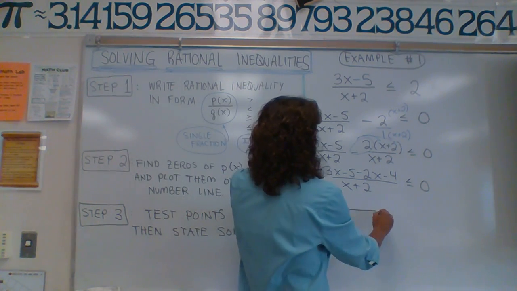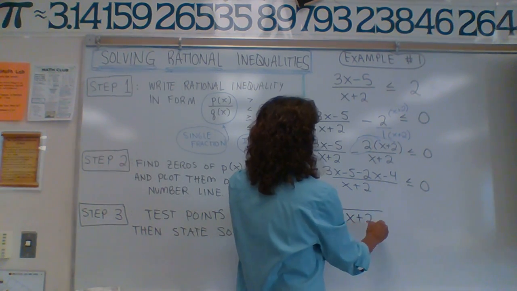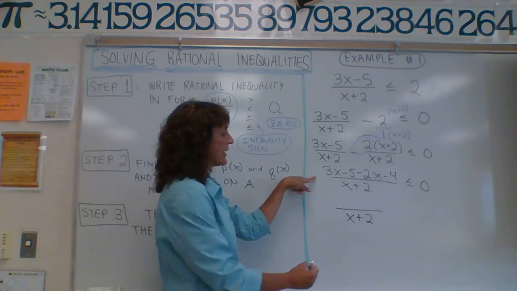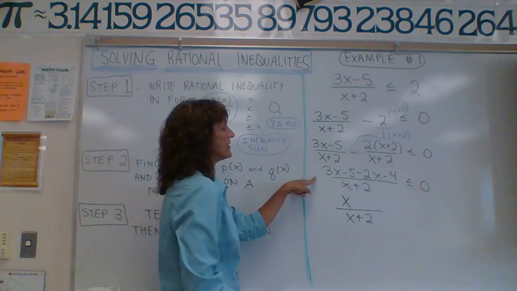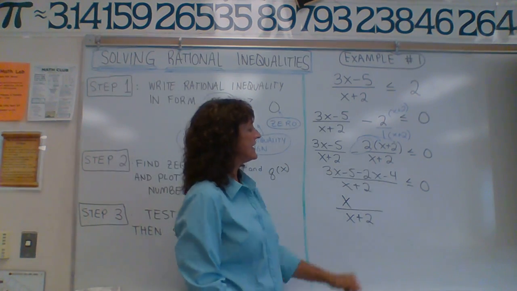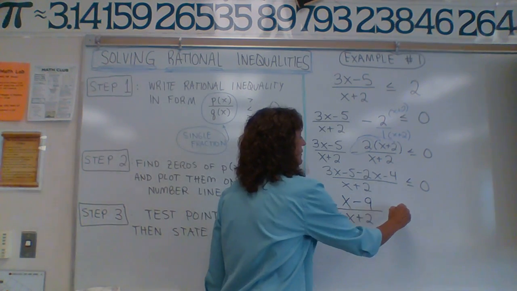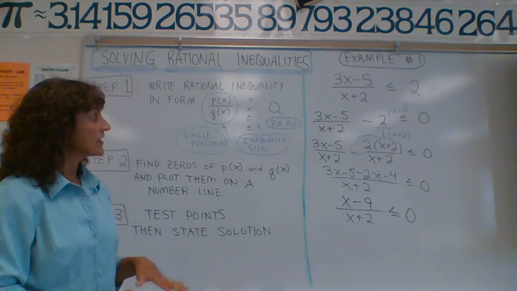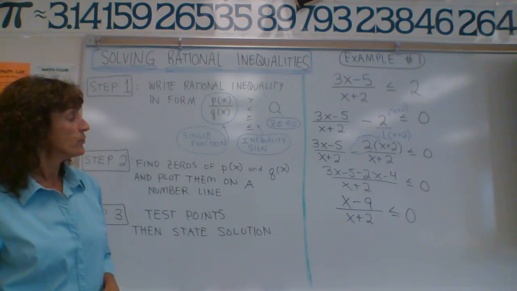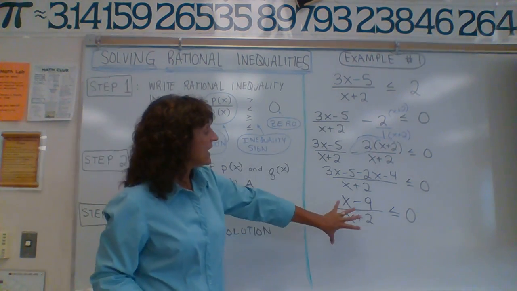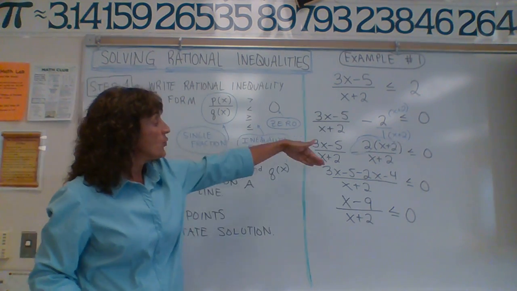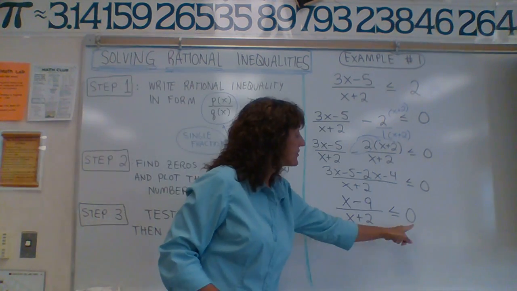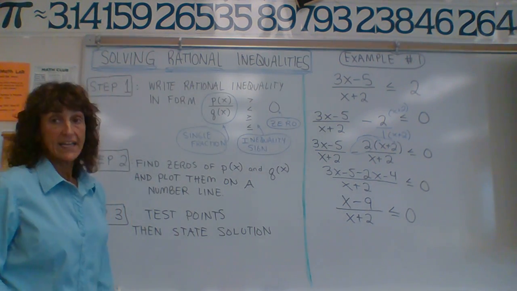So we have the x plus 2 in the denominator. All right, in our new numerator, collect like terms. We've got 3 x's and take 2 x's away, so that leaves us an x. All right, and then a negative 5 and a negative 4 is a negative 9. So here we have our rational inequality set up, and it is now in the correct form. Left-hand side, we have a single fraction with a polynomial over polynomial, and then you have your inequality sign, and then we have the 0 on the right-hand side.